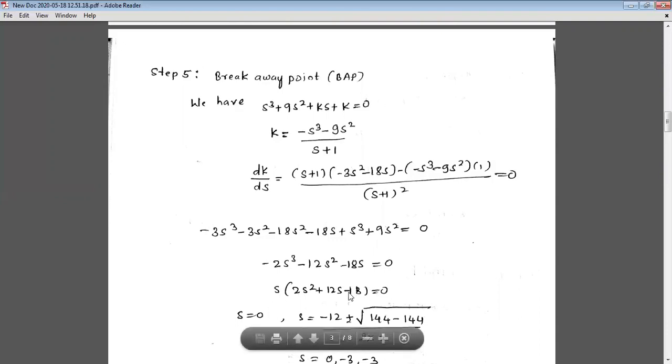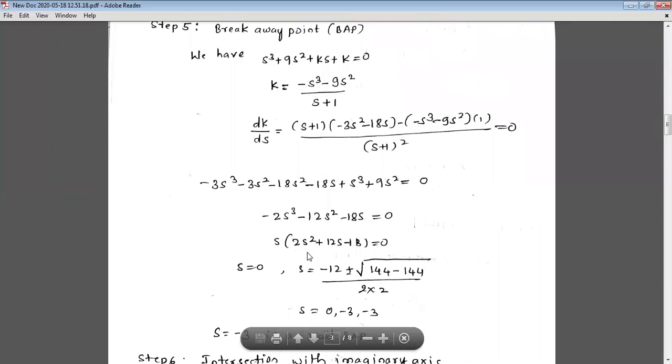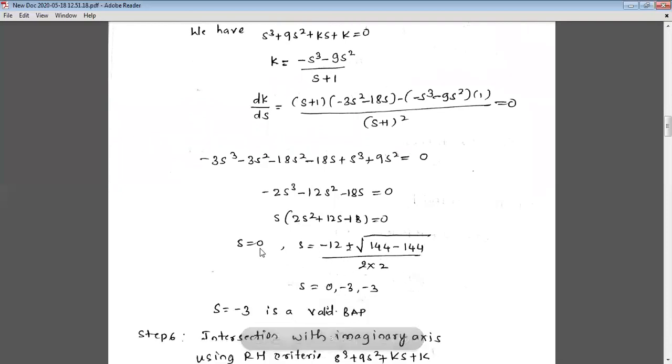If I equate these to 0, one root I get is 0. Then the roots of this equation can be easily found using Sridhar's formula, that is minus b plus or minus under root b square minus 4ac, whole divided by 2a. The a value is here, right? So upon substituting the values, you'll get minus 3 and minus 3 as the answer. In total we have 3 roots: that is 0, minus 3 and minus 3.